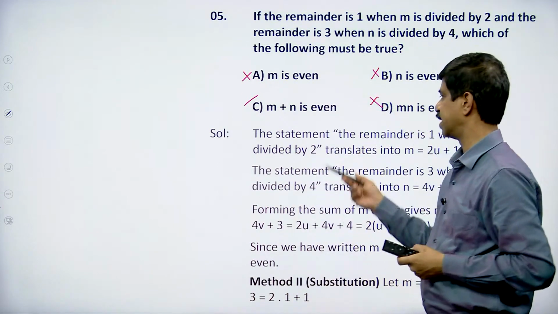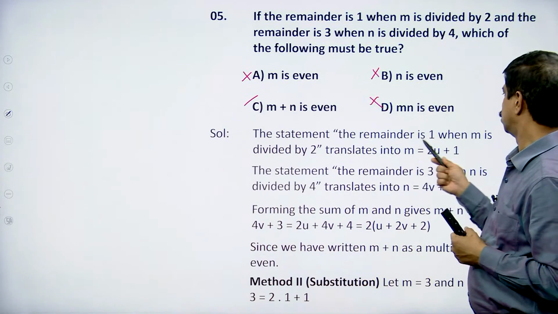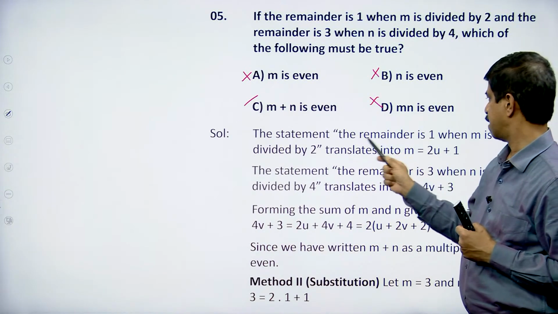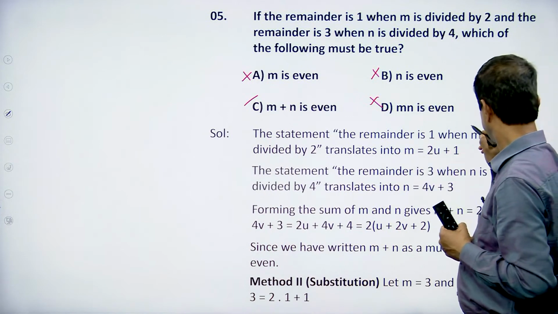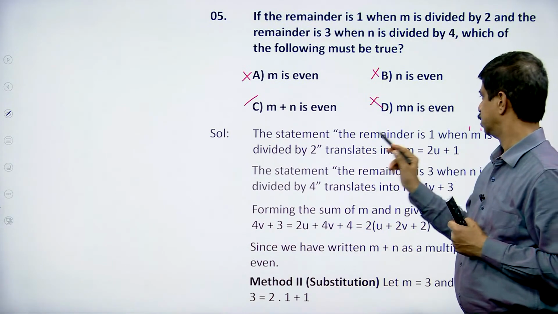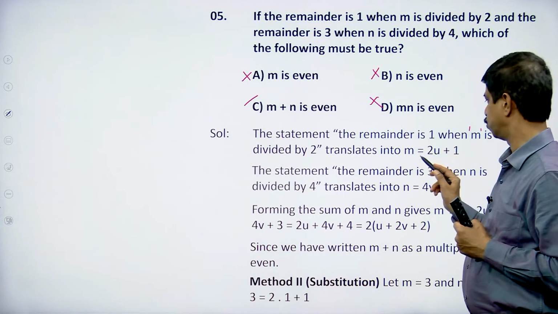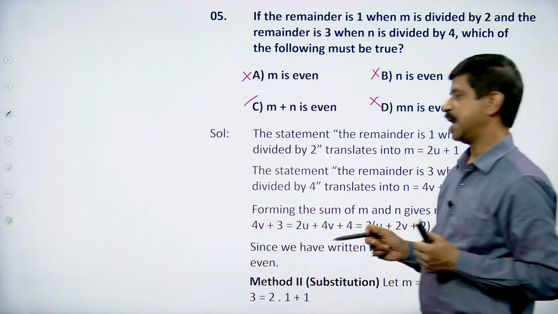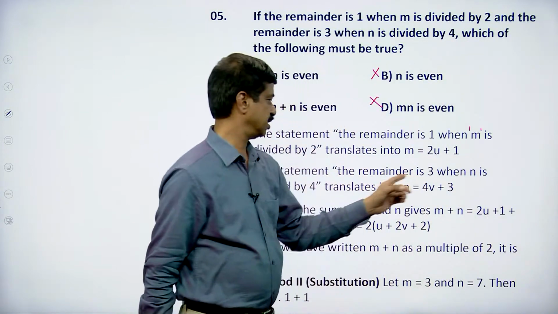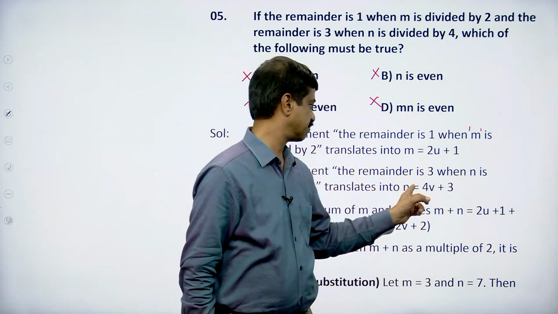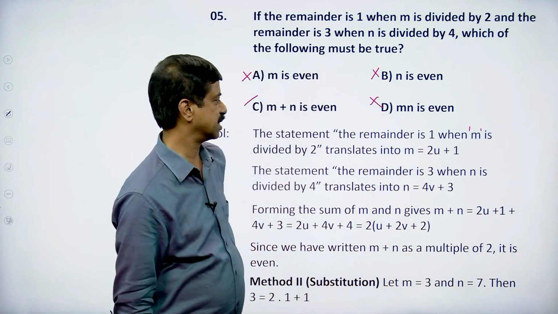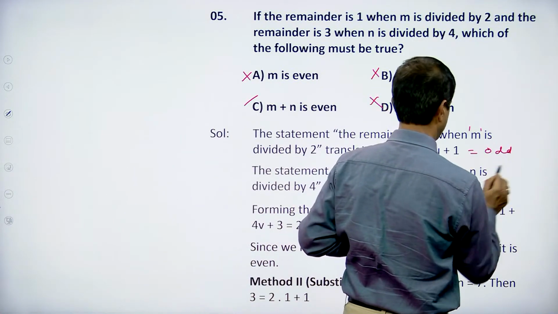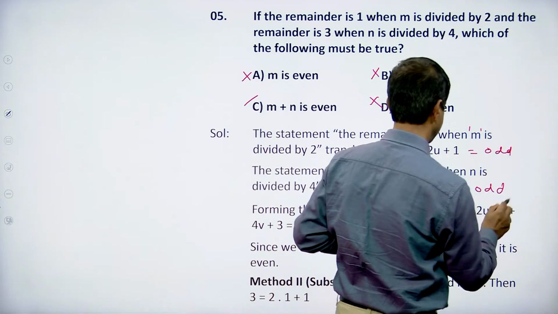Now look at this. Here we have shown. So, when you divide the number m by 2, you will get a remainder 1. So, let the quotient be u. So, m is 2u plus 1. Next, let the quotient be v. So, 4v plus 3 equal to n. See, this is odd. This is odd. Okay.